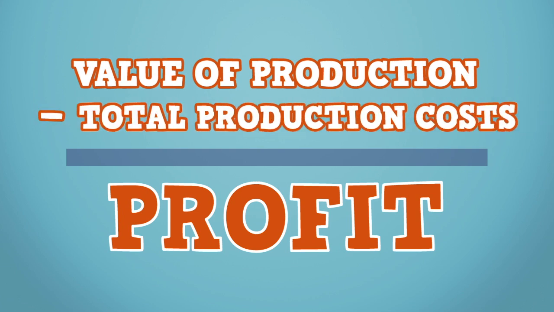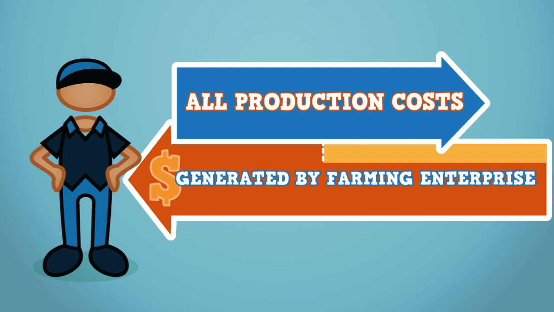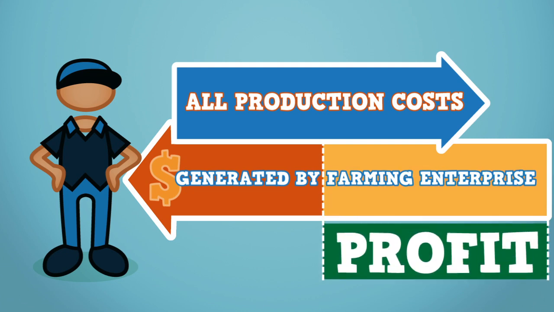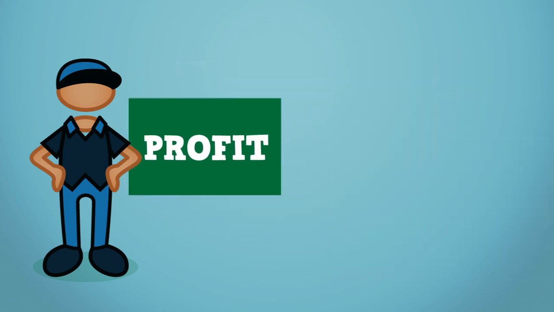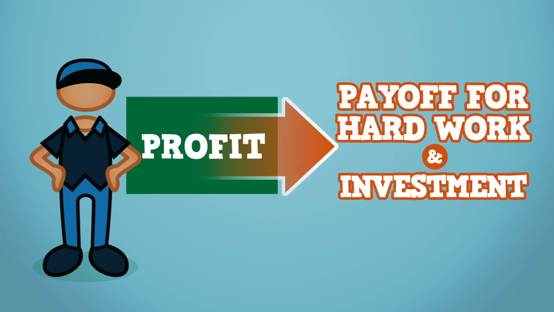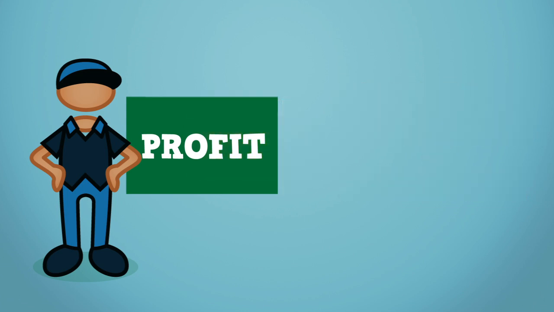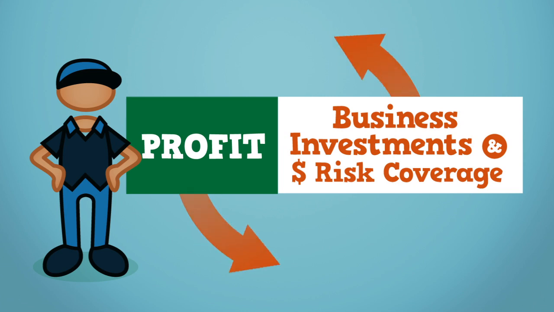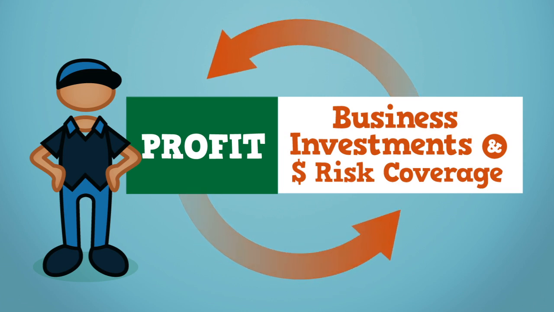Profit, or return to equity, is what's left over after all production costs are accounted for. It represents the return to the operators for their equity and management invested. Profit also forms the pool of retained earnings, from which the business reinvests in itself and covers its risk. Over the long term, production of a commodity must turn a profit.